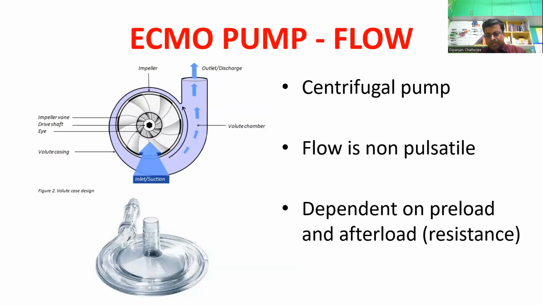Since it's a centrifugal pump, the flow in the centrifugal pump, we all know, is dependent on the preload. That's the venous content. If the preload goes down, the flow comes down. And if the afterload is high, the flow goes down. So we target lower afterload with medications, with other mechanisms, and we try to have adequate preloading in these patients.